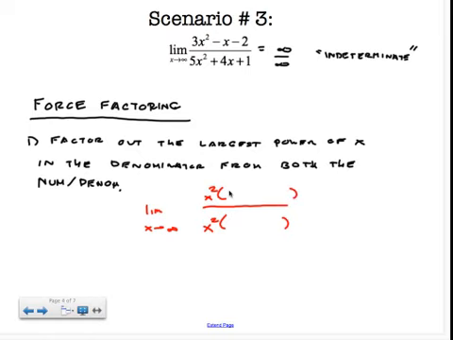All right, the first term is clearly 3. Now, what happens when I factor out x squared from x? Well, I'm left with 1 over x. Factoring is like dividing, so it's like I'm dividing x by x squared. And when I factor out an x squared from 2, I'm left with 2 over x squared. In the denominator, I'm going to be left with 5 plus 4 over x plus 1 over x squared.